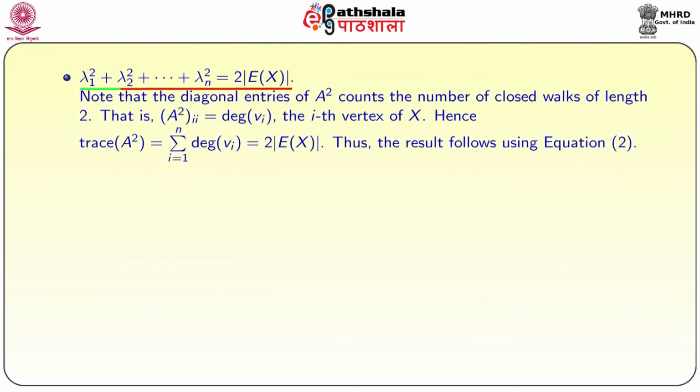Now, lambda 1 square plus lambda 2 square and so on lambda n square is equal to twice the number of edges. Note that we have to show this. Note that the diagonal entries of A square count the number of closed walks of length 2, that is, A square of ii is equal to the degree of Vi, the ith vertex of X. That is, the trace of A square is equal to the summation from i equal to 1 to n of the degree of Vi, but we know that the sum of the degrees of all vertices is equal to twice the number of edges. Thus, the result follows using equation 2.